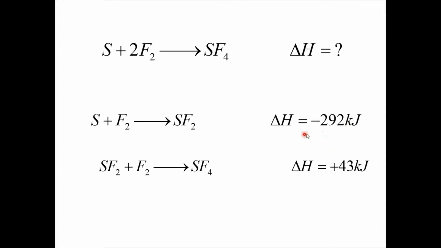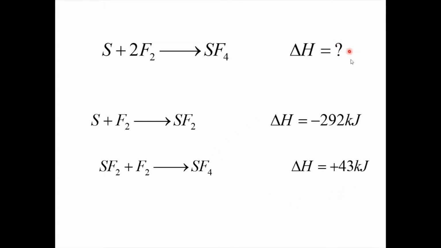And here you notice this is a negative 292 kilojoules. This is a positive 43. So you just add those two together, you're going to end up with negative 249 kilojoules to be your answer right here. So the delta H of this one should be negative 249 because that's what negative 292 and 43 add up to be.